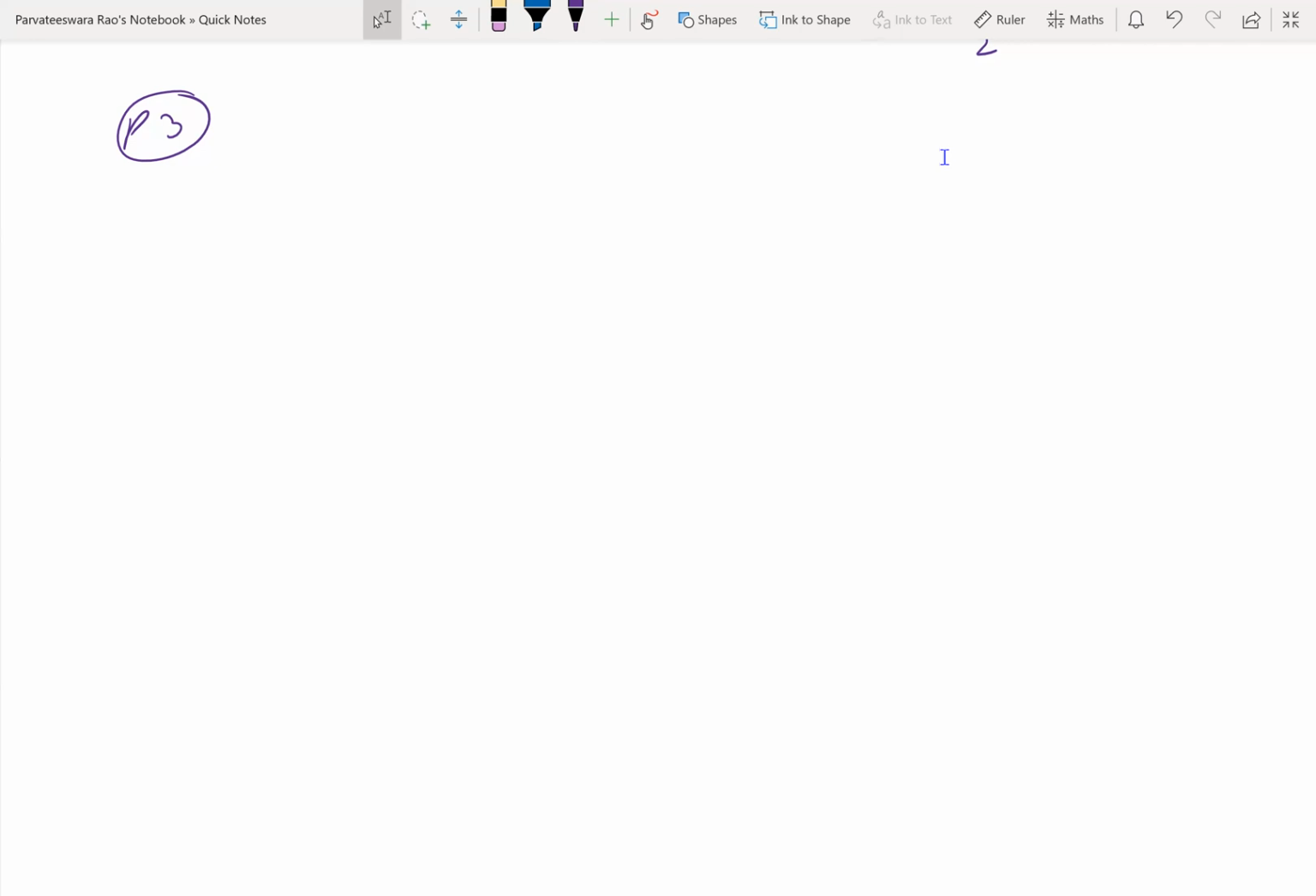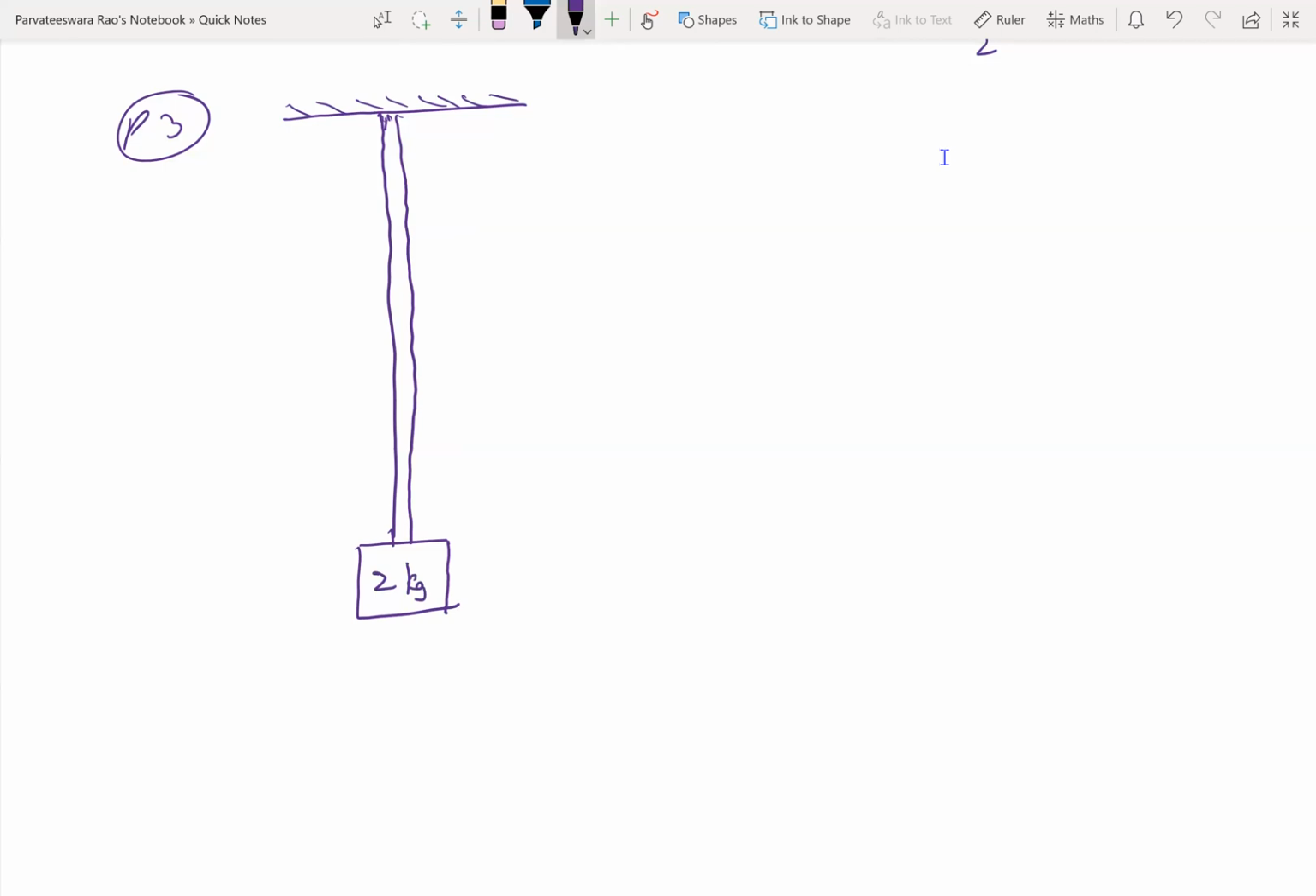A uniform rope of length 12 meters and mass 6 kilograms hangs vertically from a rigid support, with a block of mass 2 kilograms attached at the free end of the rope.